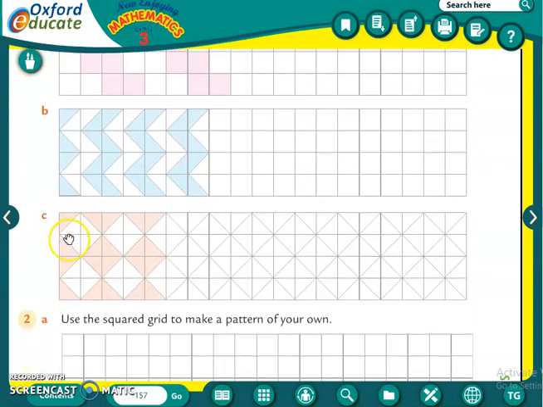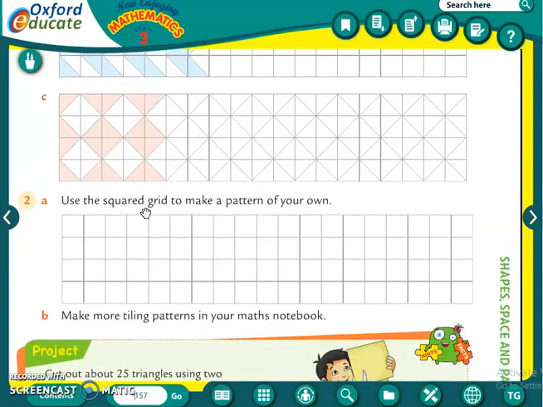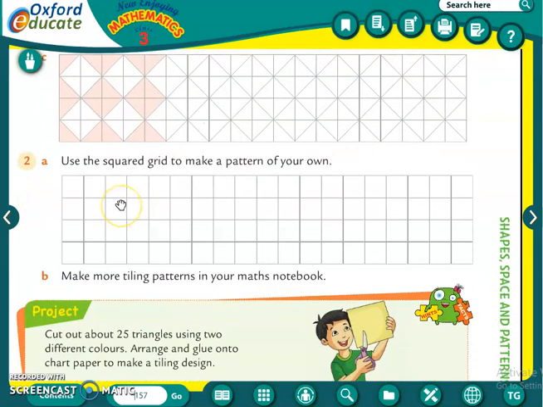You can see that four triangles are colored, and the middle triangles, 1 2 3 4, are not colored. Again here this triangle we will not color, and we will color here. It is like that. So you can fill the colors in these patterns. Now use the squared grid to make a pattern of your own.